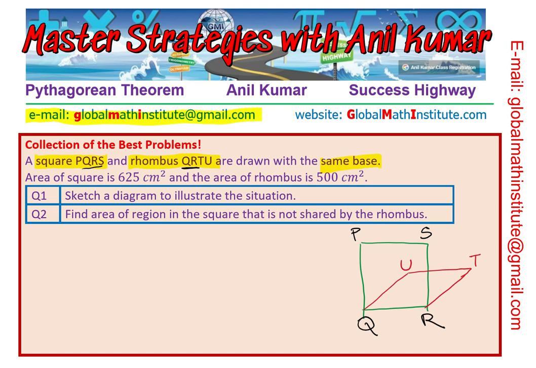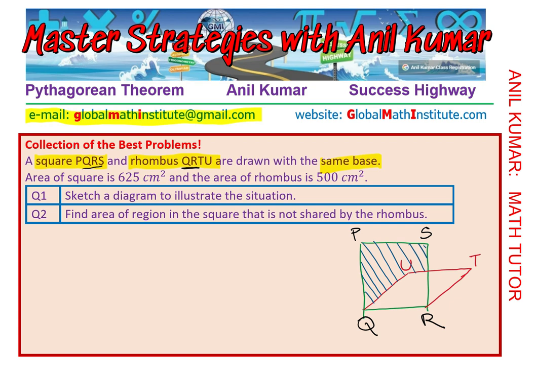Correct. Now, what are we interested in figuring out? Find the area of region in the square that is not shared by the rhombus. So, the area which we are interested in is this area. This is the area of the square which is not shared by the rhombus. Is that making sense to you, right? So I hope now the question is absolutely clear. So once the diagram is there before you, it becomes relatively simple to answer. Indeed, this is a difficult question, right?